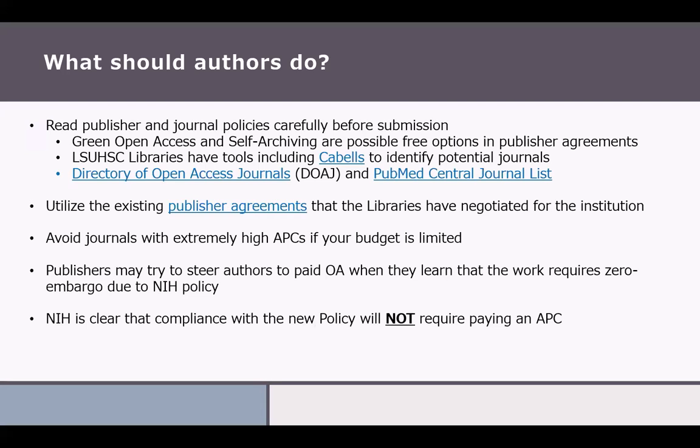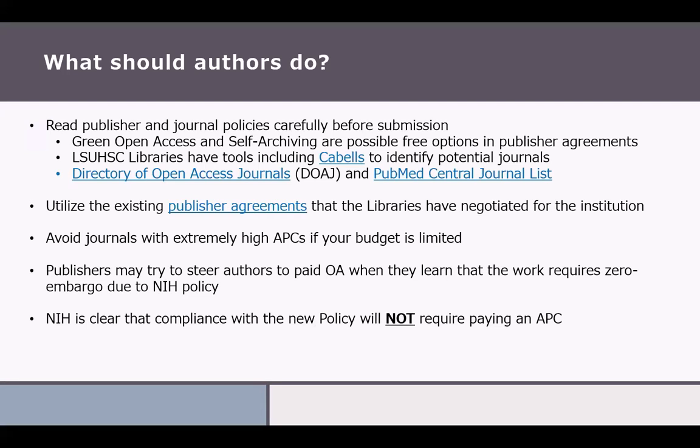Utilizing one of the library's existing fee waiver agreements with publishers can also enable authors to avoid charges and avoid embargoes. So we've worked out agreements with some publishers that essentially give you gold open access for free because of our negotiations. So be sure to click on that link and learn more details about those. Overall, authors need to shop around and avoid journals with extremely high APCs if there has not been money set aside in the budget for publishing costs. And I'll talk more about costs in a moment.